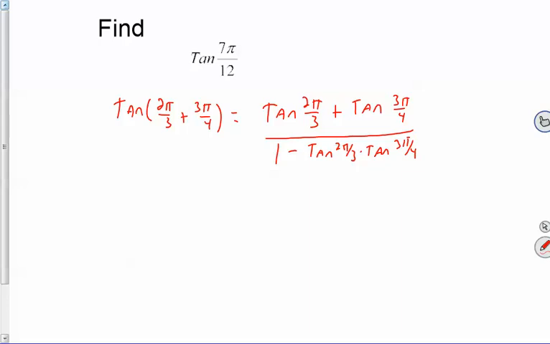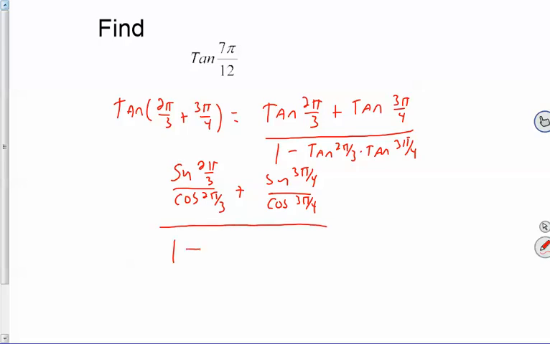Okay, so to do it, I guess this is basically the sine of 2 pi over 3 over the cosine of 2 pi over 3 plus the sine of 3 pi over 4 over the cosine of 3 pi over 4, because that's what the tangent is, over 1 minus that, so I'll call that times this. And I'm just doing that because I don't feel like writing everything. So let's figure out the sine of 2 pi over 3.